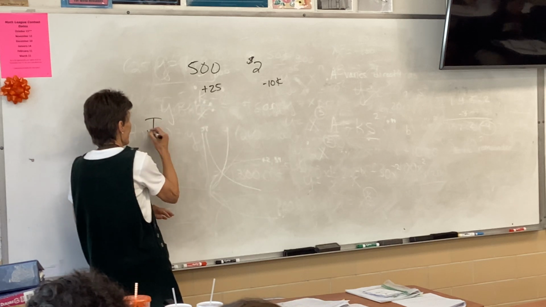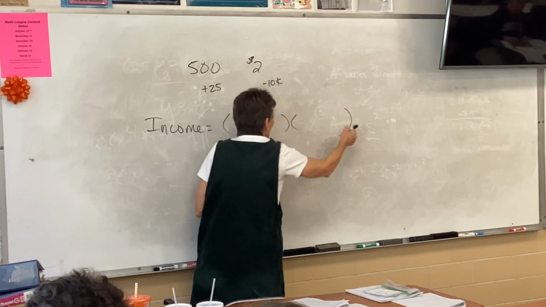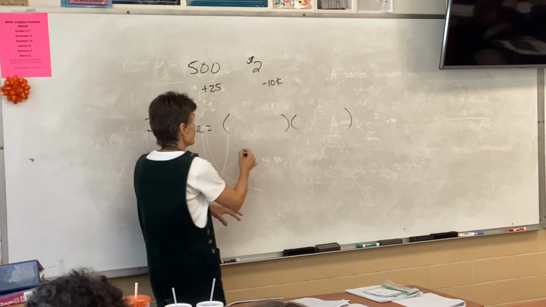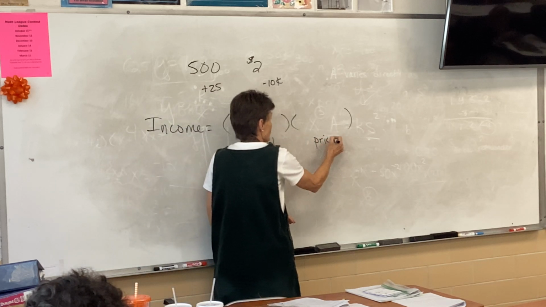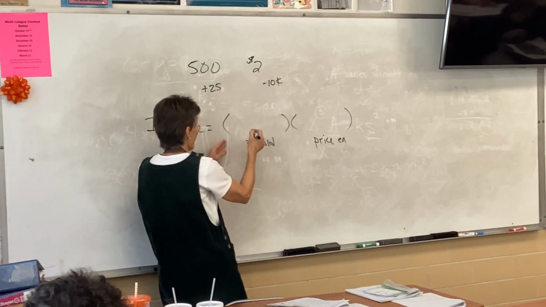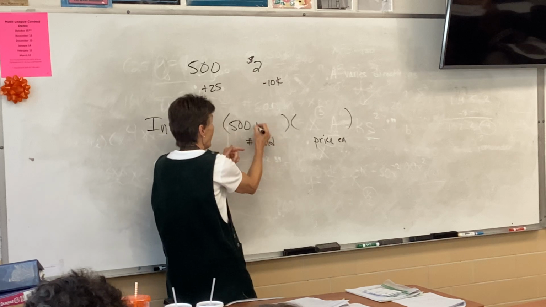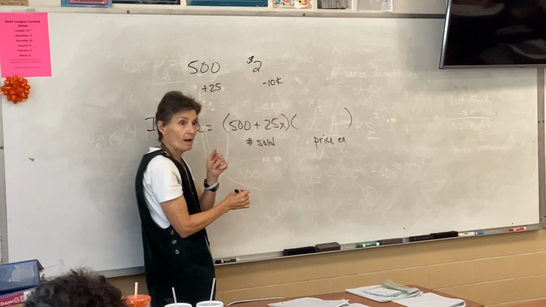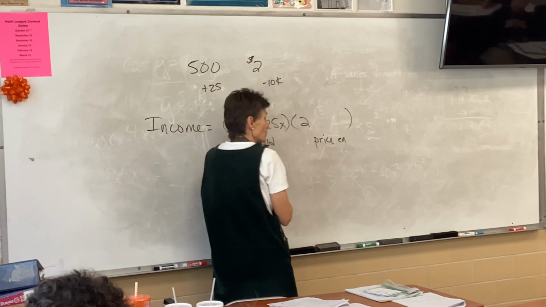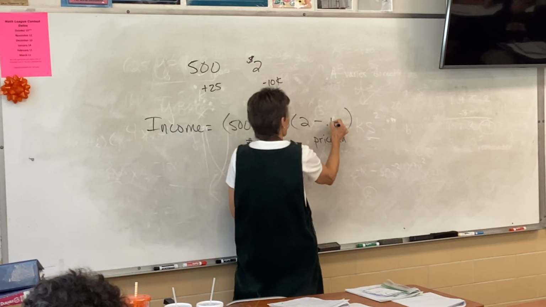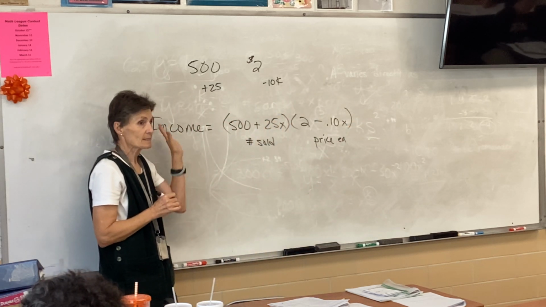Write an equation for my income. What will my income function look like? Remember, it's how many you sell, so it's the number sold times the price each, right? So how many am I selling? 500, but that is going up in increments of 25. And then the price was 2. It is going down in increments of 10 cents. Does that make sense to everybody?